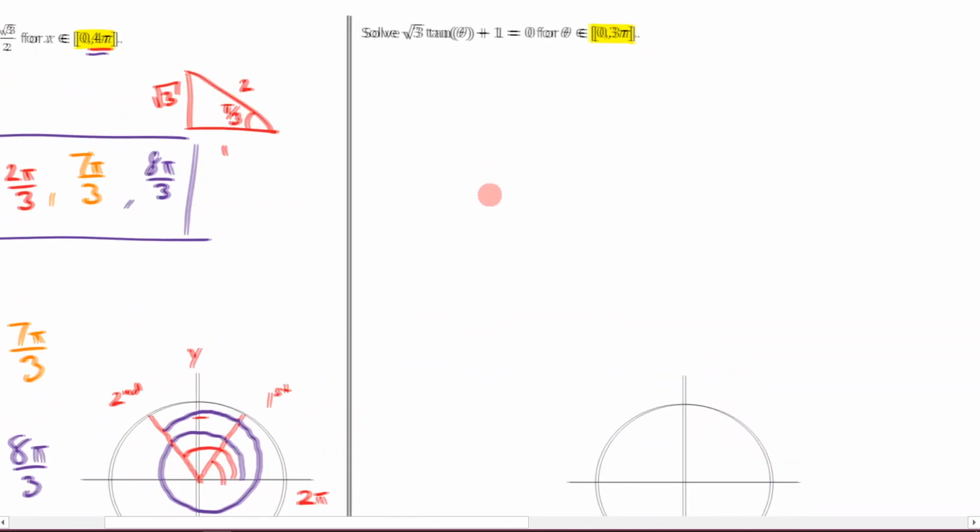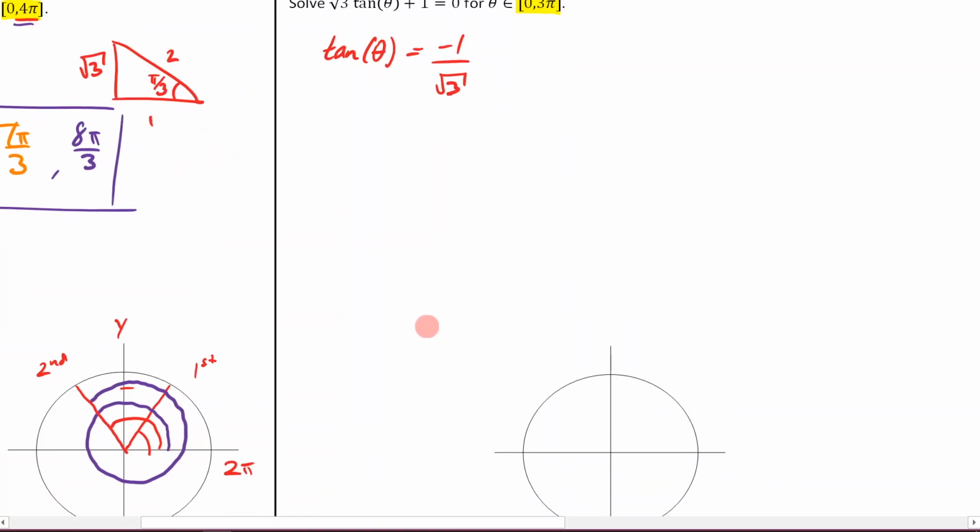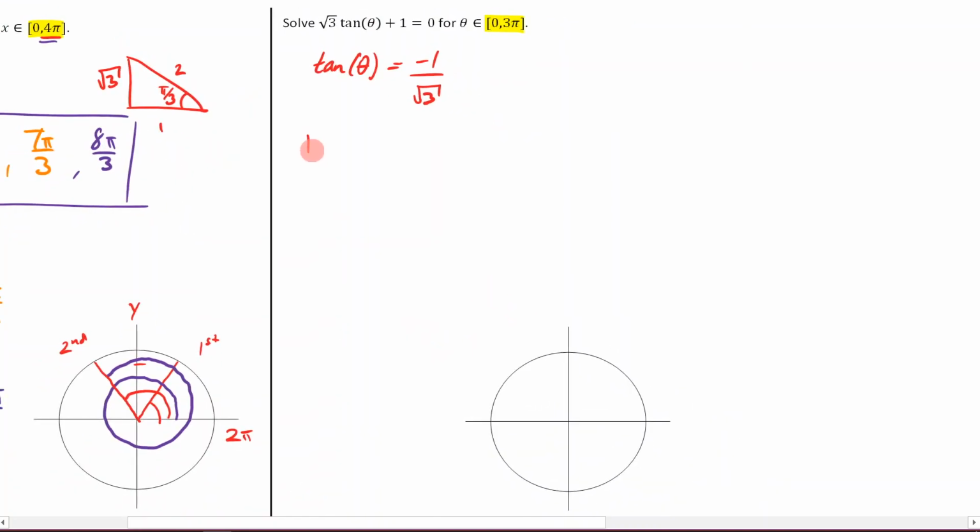This one's going to require a bit of rearranging before we get stuck into it. So I'm going to say that this is tan of theta. I'm going to minus 1 and then divide by the square root of 3. And now I've got this. Once I've got this, I need to figure out what my reference angle is going to be. Remember, use that little trick I told you. Think of tan as gradient. This is the lowest gradient I can get, which I know is going to be pi on 6.